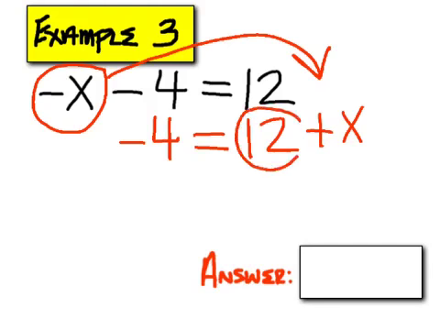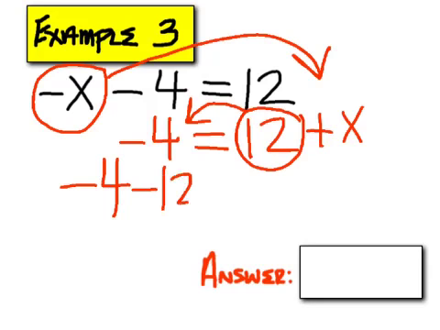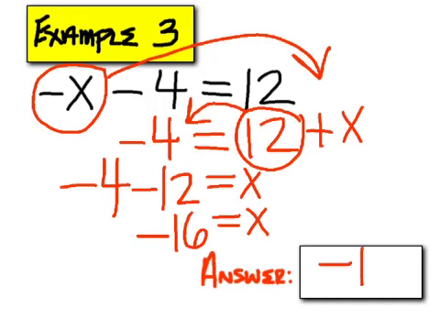Next thing we need to do is move our 12. We want our positive x by itself, so we're going to have to get rid of that 12. When we move the 12 to the other side, it's going to become negative. So our answer is negative 4 minus 12, which is going to be negative 16.